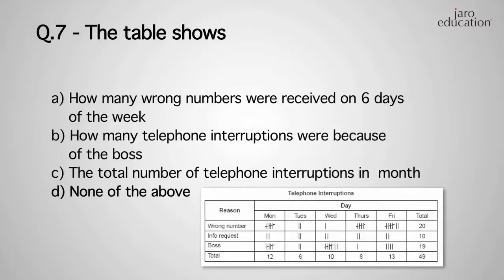It shows telephone interruptions, and it does show the interruptions that were because of the boss. So B is definitely right. Let's check for C. Does it show the total number of telephone interruptions in the month? No, it just shows for the 5 days of the week. So C is false. So the answer here is B. It shows how many telephone interruptions were because of the boss.